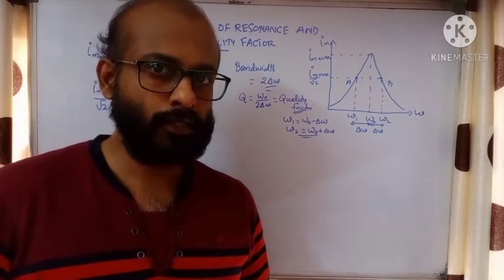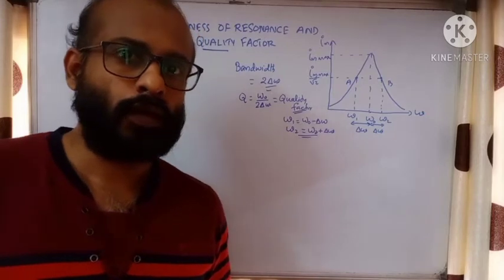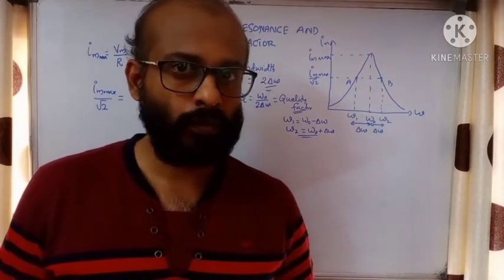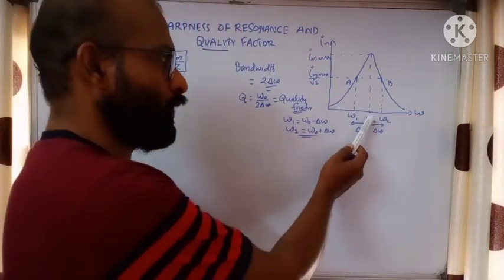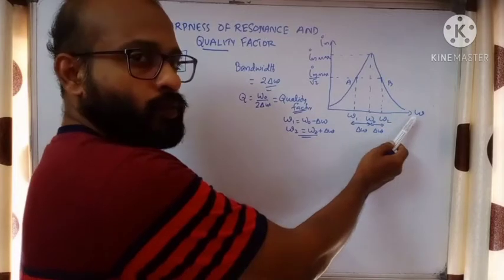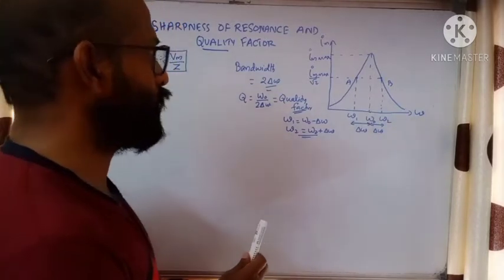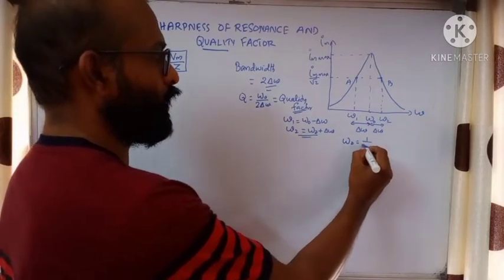Today we are going to see sharpness of resonance and quality factor. Now in the previous class you have seen the frequency response of an LCR circuit, and we have seen that at a frequency known as resonant frequency, you can see the frequency response. This is the resonant frequency, and we know its value. The resonant frequency has a value omega 0 is equal to 1 by root LC.